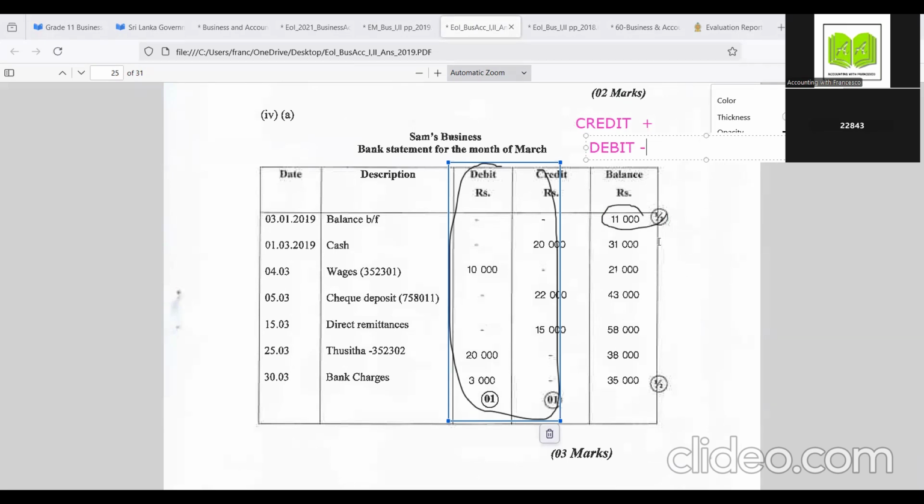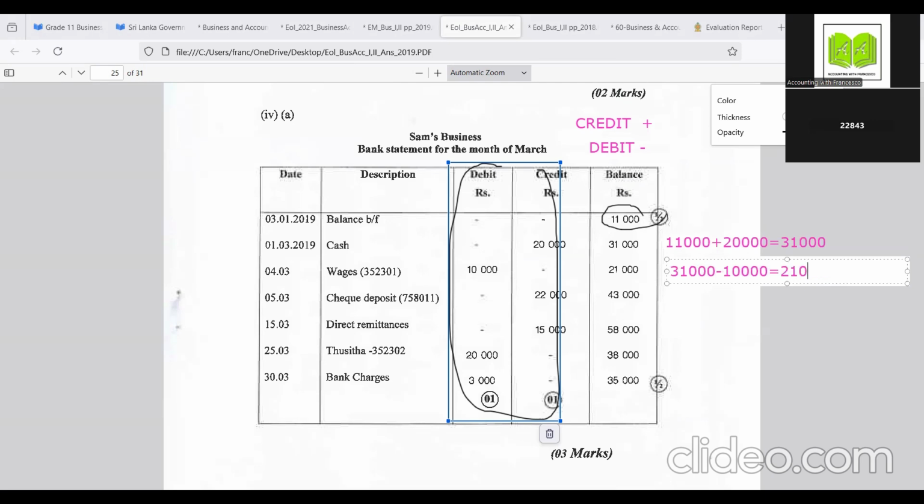Now here, look, 11,000 plus 20,000 from the credit side. It's credit, so 31,000. Clear? The balance is 11,000, and the credit side 20,000 gives 31,000. The balance at the top is 11,000. Oh, 11 plus 20, 31. Correct? Then debit 10,000. For debit, what you must do? Deduct 10,000.